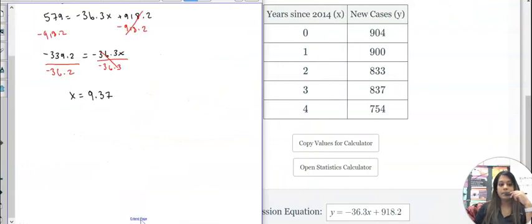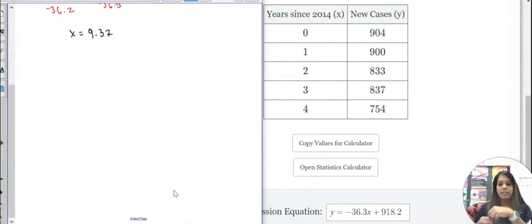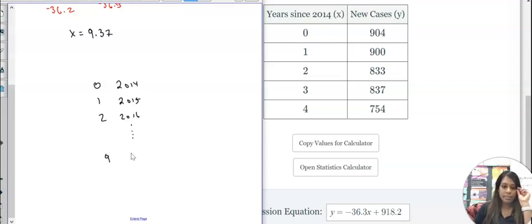Okay, so here, the year 0 represents 2014. Which means that the number 1 represents 2015, 2 represents 2016, and so on. Okay, we want to know what year the number 9 represents.